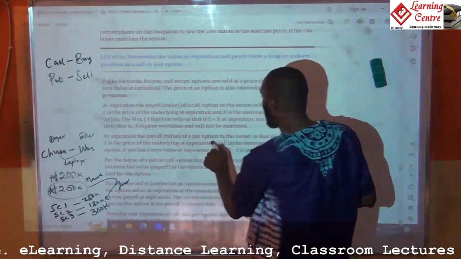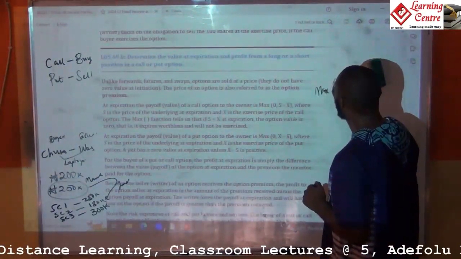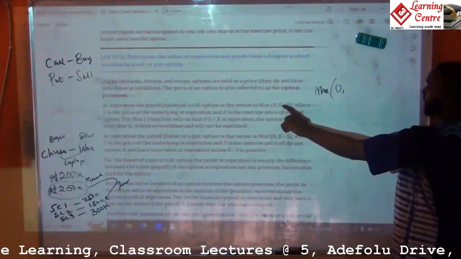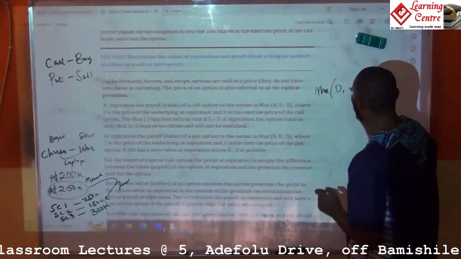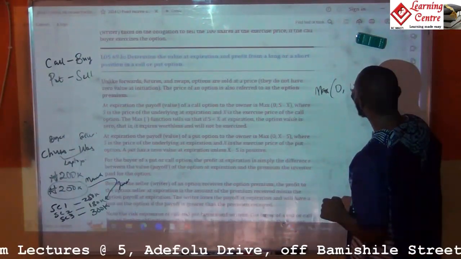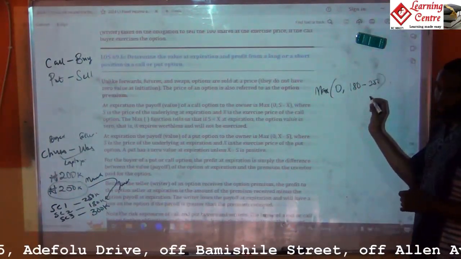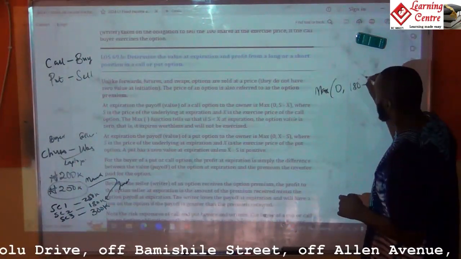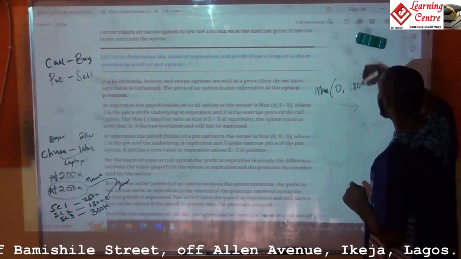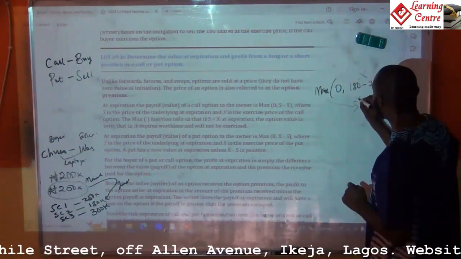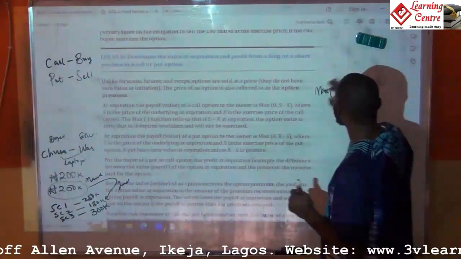At expiration, the payoff value of it, let's see. So we are still going to the top. So what this is saying is our formula of the maximum of 0, S, the underlying price, which is 180. 180 minus 250 is negative. So this one cannot work. So it means that we will not exercise. But if it is higher, if it is 290 minus 250, we will exercise it. So this is the original one.